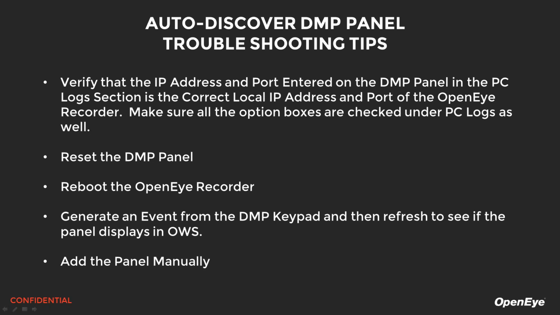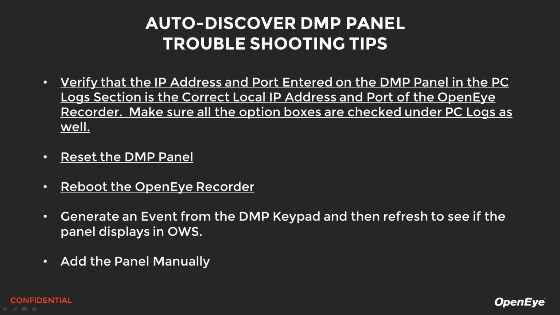All right. If the DMP panel does not appear in OWS after trying to add it using the auto discovery function, here's some troubleshooting tips. First of all, verify that the IP address and the port that you entered into the DMP panel in that PC log section is the correct local IP address and port of the OpenEye recorder. Make sure all of those option boxes are checked as well. The next thing you can do is simply reset the DMP panel. You can also reboot the OpenEye recorder. Go back, generate another event from the keypad, arm, disarm, and then refresh again to see if the panel shows up in OWS. If that doesn't work, we can go ahead and add the panel manually.